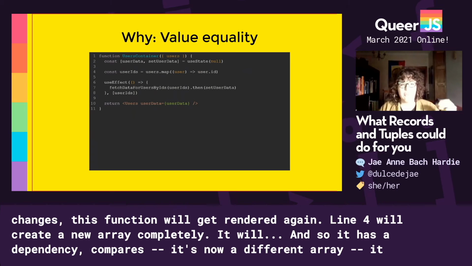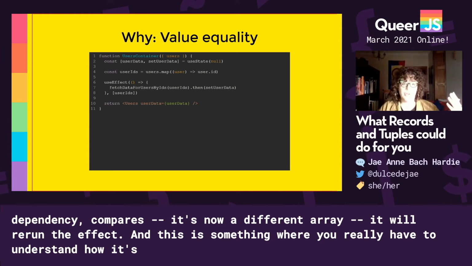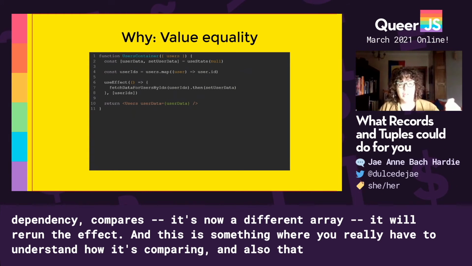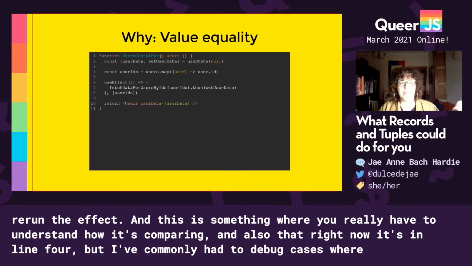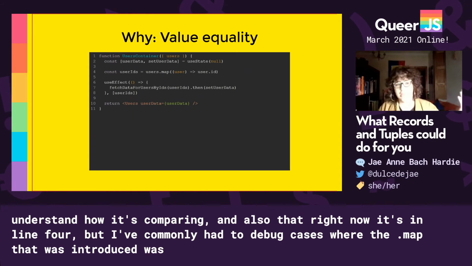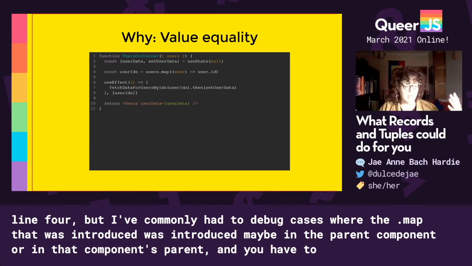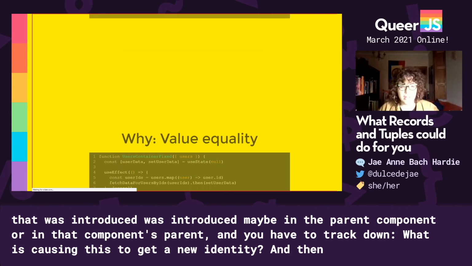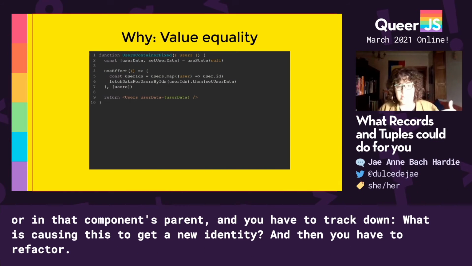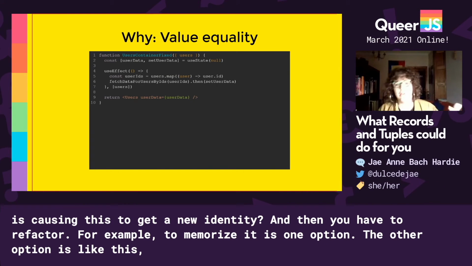And this is something where you really have to understand how it's comparing. Also, right now this is in line 4, but I've commonly had to debug cases where the .map was introduced in the parent component or that component's parent, and you have to track down what is causing this to get a new identity. Then you have to refactor to, for example, memoize it, which is one option. The other option is like this, to put it inside of the useEffect. And that might not always work.